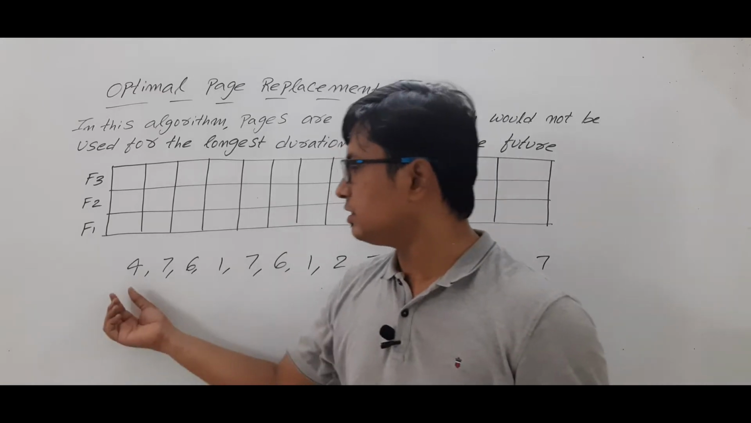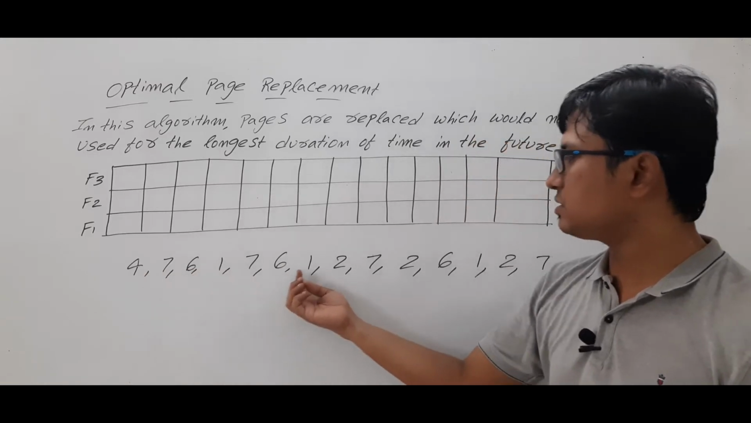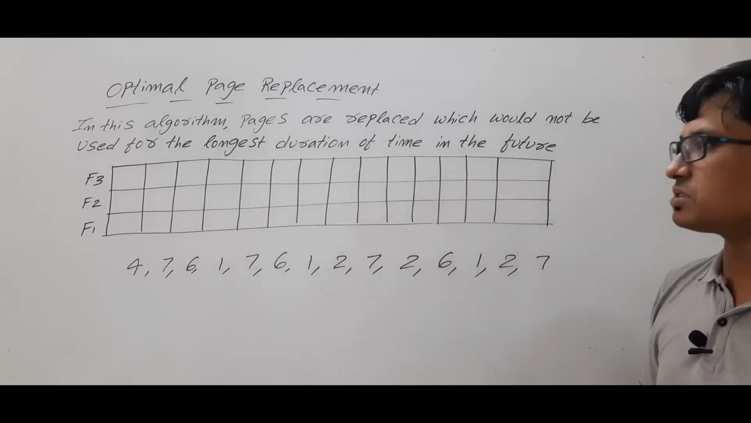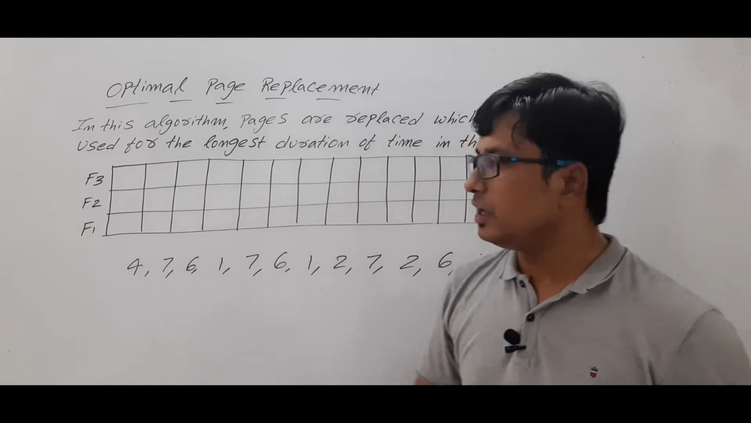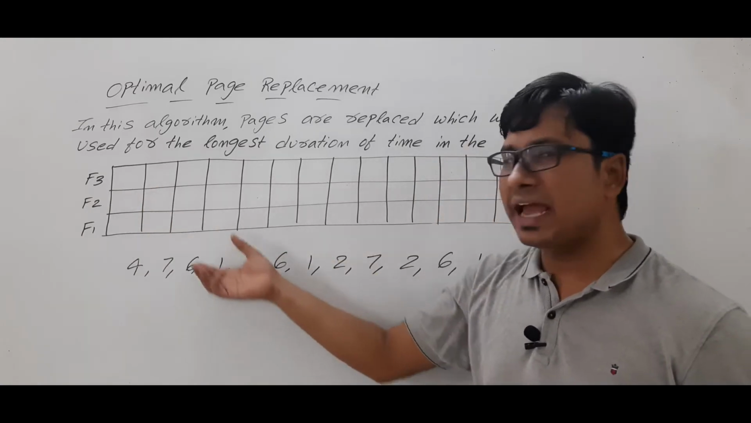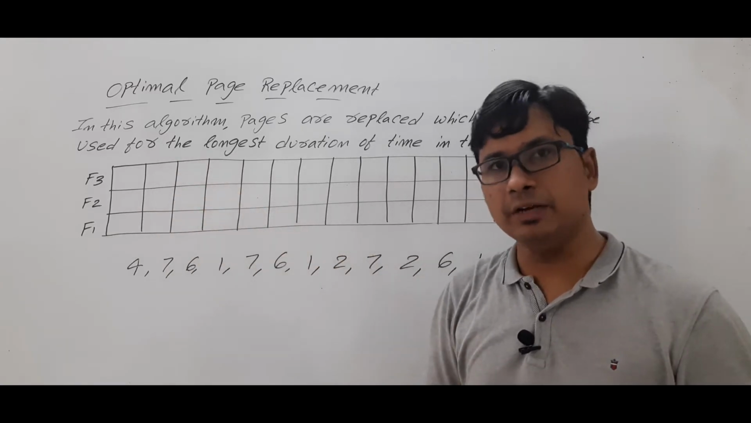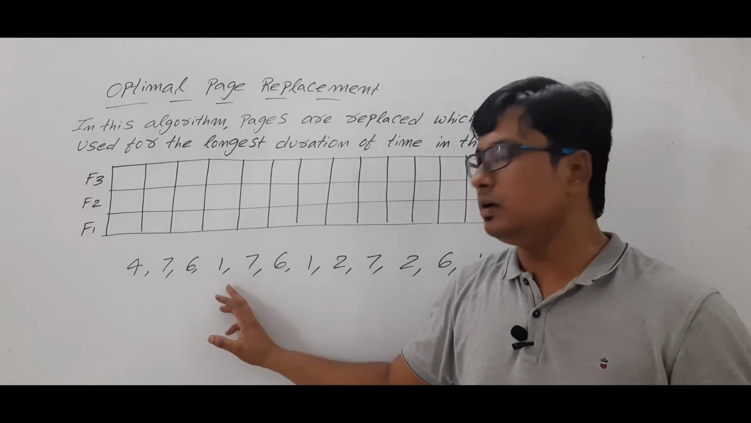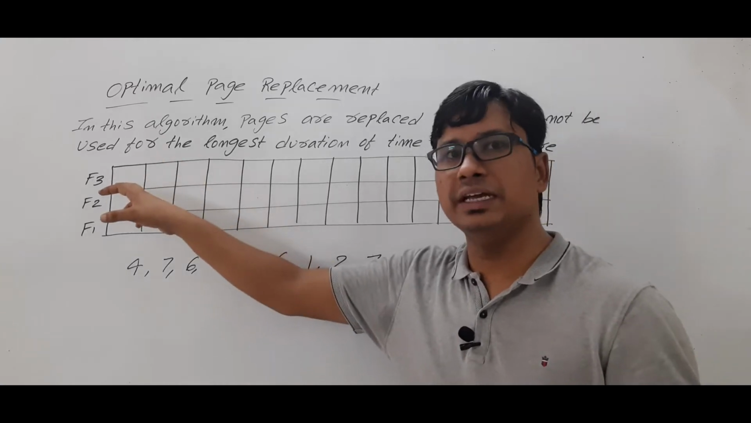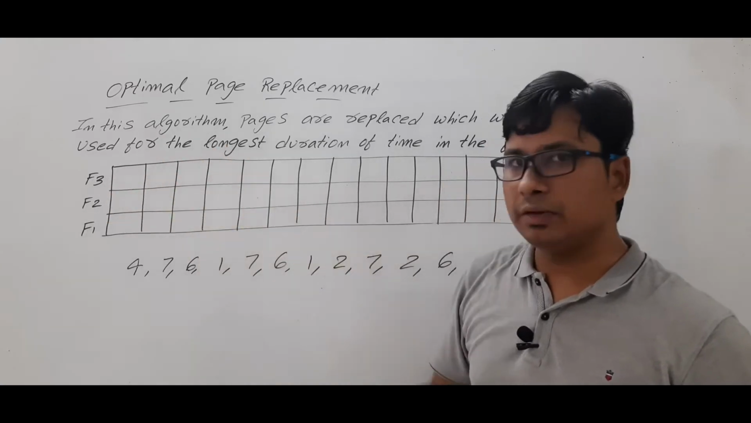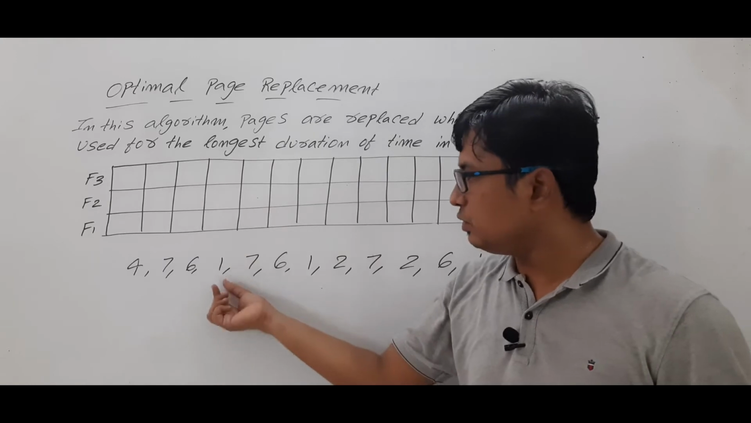Look at this example. The CPU is trying to access the pages 4, 7, 6, 1, 7, 6, 1, 2, 7, 2, and the main memory is logically divided into 3 frames: frame 1, frame 2, frame 3. If you have 3 frames in the main memory, at max you can keep 3 pages. Let's assume that 3 pages are already there in the main memory. Now the CPU is trying to access a page which is not currently available in the main memory. To execute that one, you have to insert it into the main memory. If the main memory is already full, you have to remove one of the existing pages and then insert.